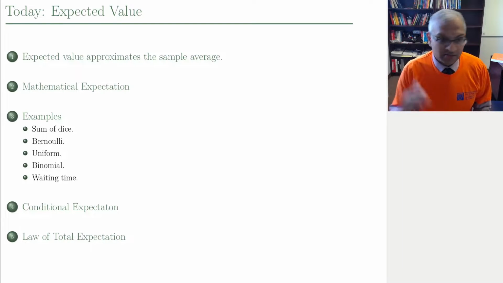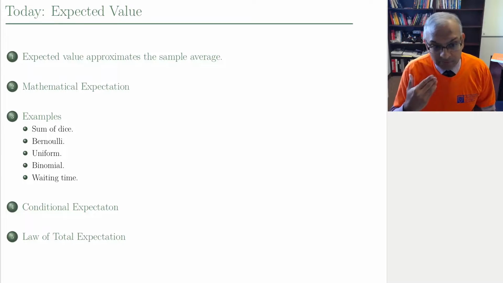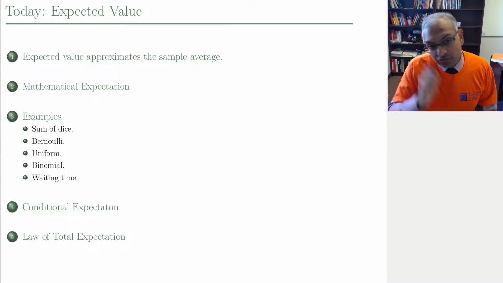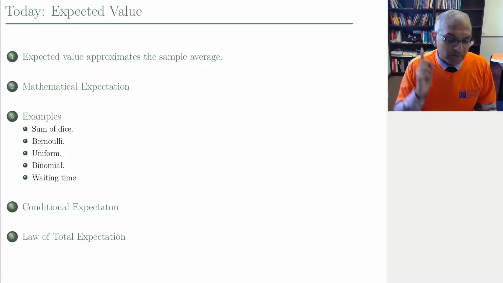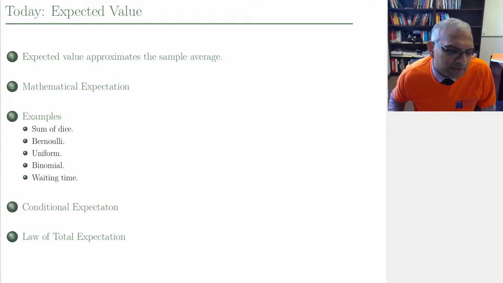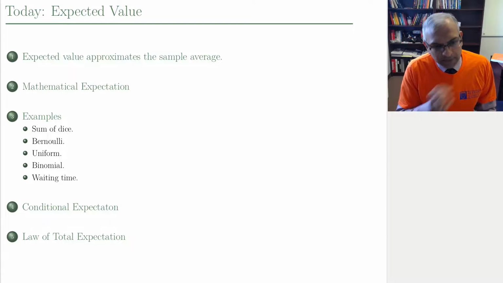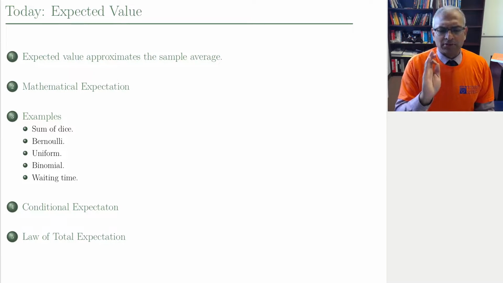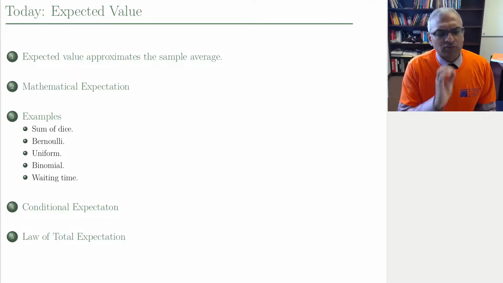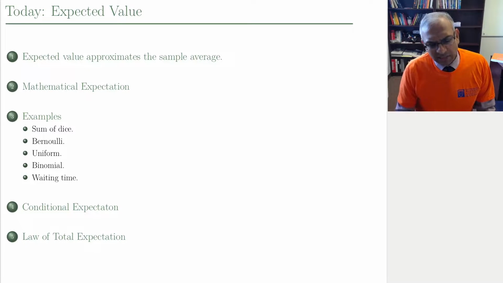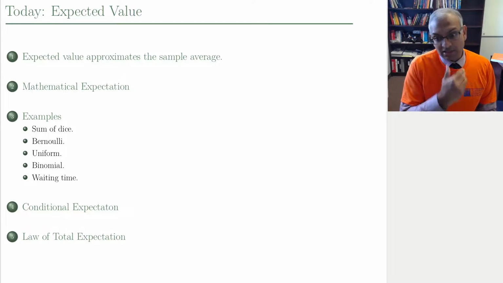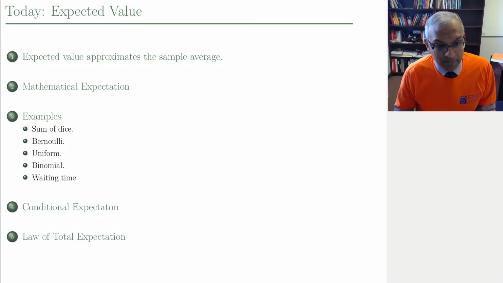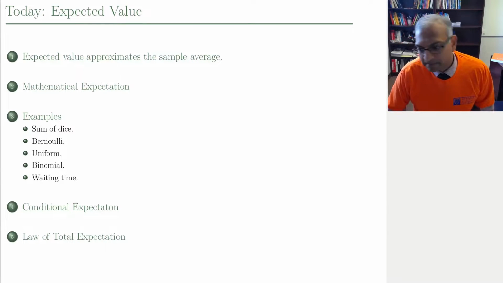And so we'll discuss a bunch of examples, starting with flipping coins and dice, and then we'll go to these four random variables: the Bernoulli, the uniform, the binomial, and the waiting time. And finally, we will talk about conditional expectation, similar to conditional probability. And that'll introduce us to the law of total expectation, a very important law, just like the law of total probability, that allows us to compute expectations more quickly, and also allows us to compute expectations using a build-up method. So let's talk about expected value. Let's go to the board.